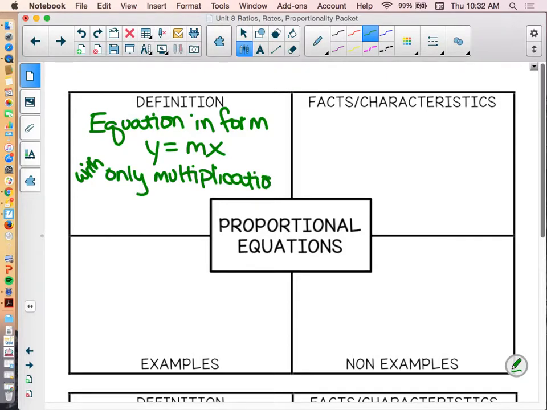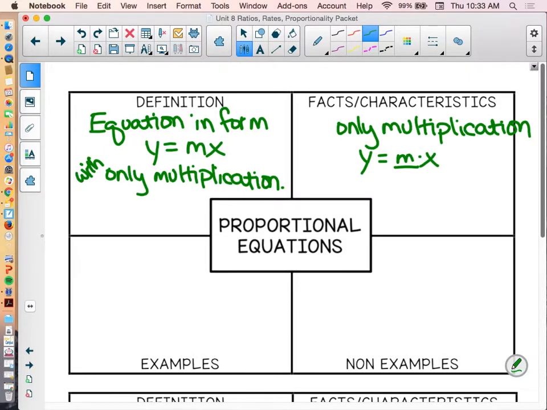Facts and characteristics are that it has to have an equation with only multiplication. It's as simple as that. You'll have to find out from a table or from a graph if that equation will work, but it can only have y equals some number times x. And we're going to call that m because that's the slope. Sometimes in other books, it's also called k. So you might have y equals kx. But either way, it's going to be some number times x. So I'm going to leave it as m because that's what you'll see in algebra next year.